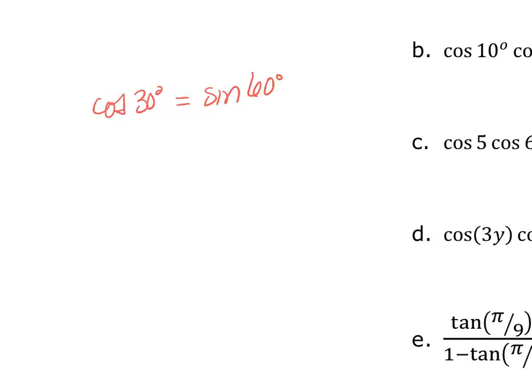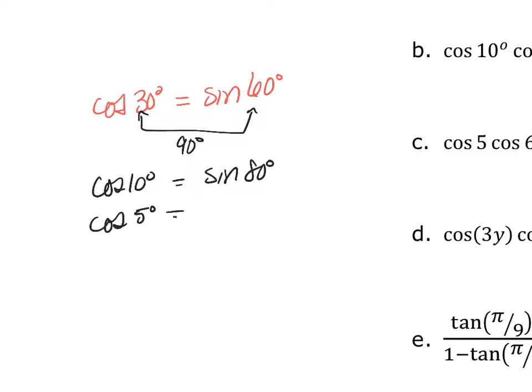So if these two angles here sum to 90, then you can use that any time. If you see the cosine of 10 degrees, you can replace it with the sine of 80 degrees, as long as those two add up to 90. You can do that every time. The cosine of 5 degrees is equal to the sine of what? 85 degrees. As long as those angles add up to 90, you can do that replacement.